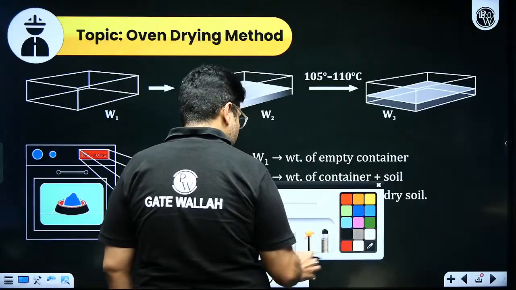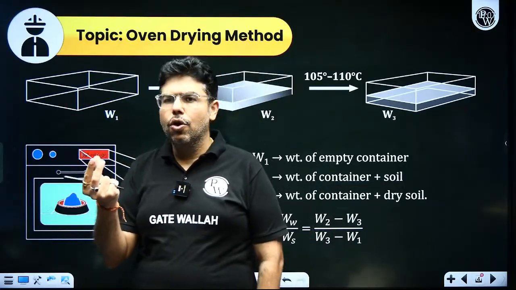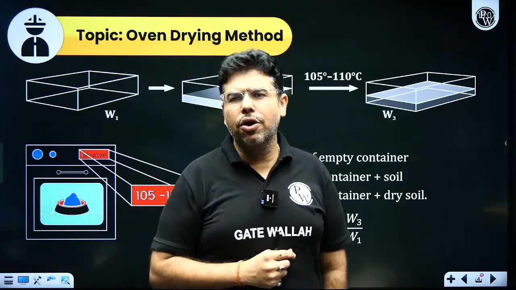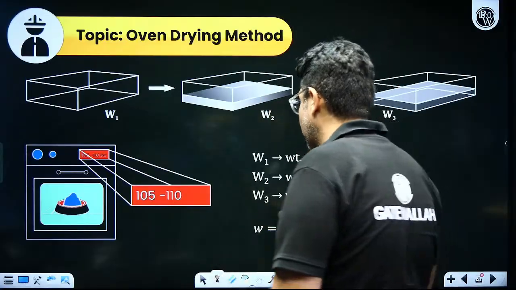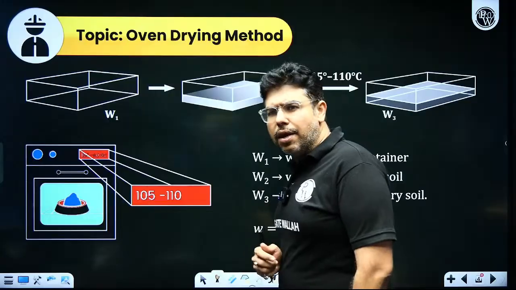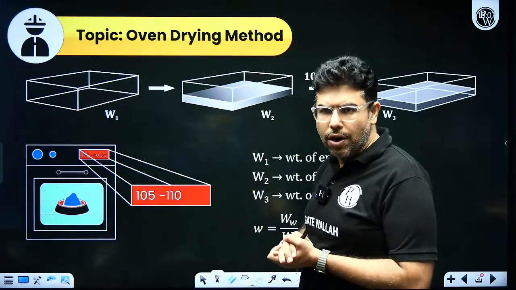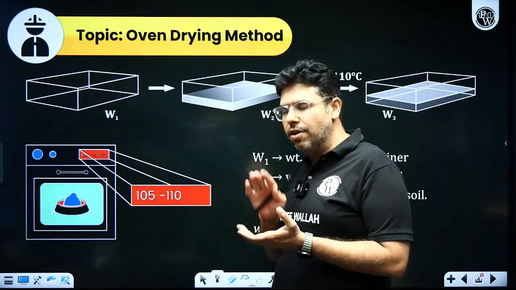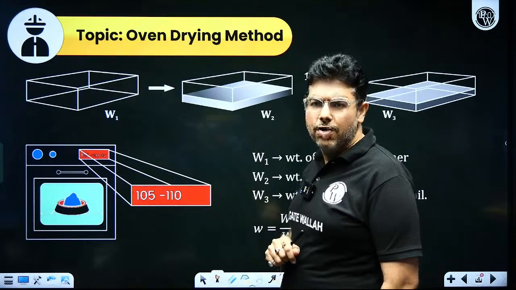First, we will take an empty pan, an empty container. You will note down or record the weight of the empty container. Let's say that the weight of the empty container is W1. Then fill this empty container with wet soil and record the weight, that is W2.